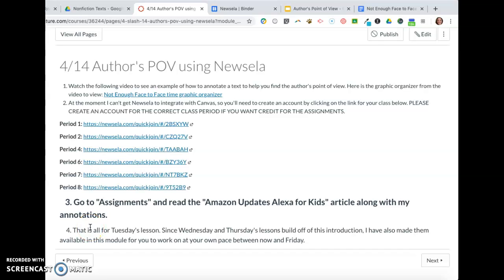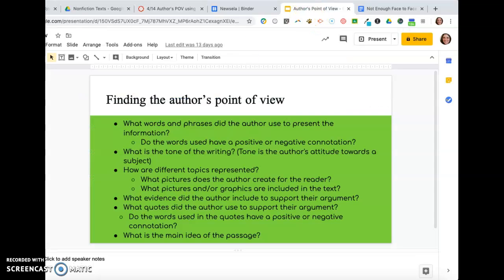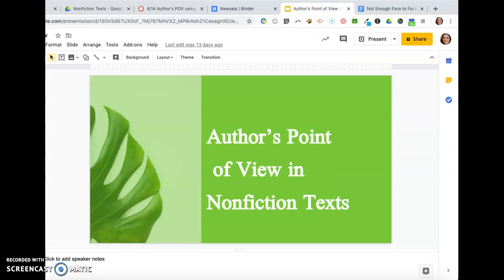Good morning. This week, we're going to read a couple articles in Newsela and determine the author's point of view. As a reminder, before break, you completed a Nearpod that went over how to find the author's point of view, and that is still available on Canvas for you to refer back to if you need.